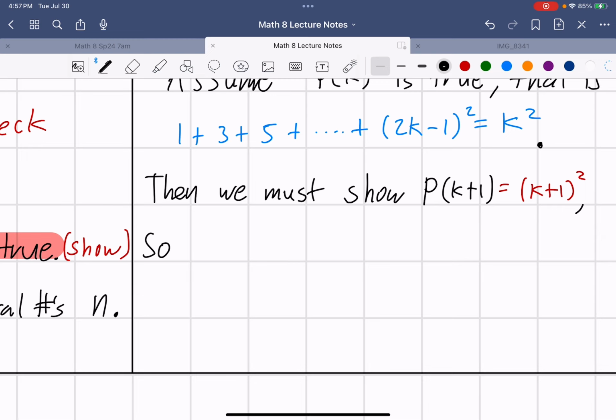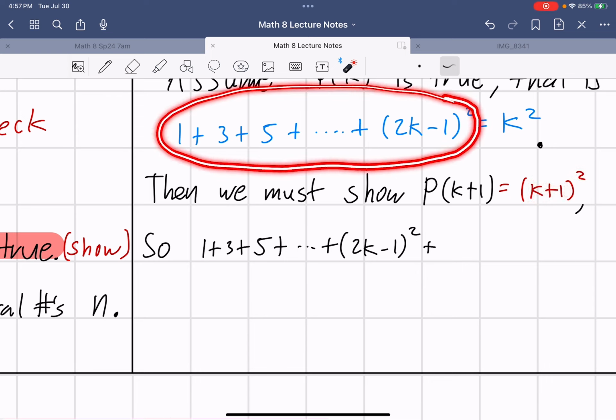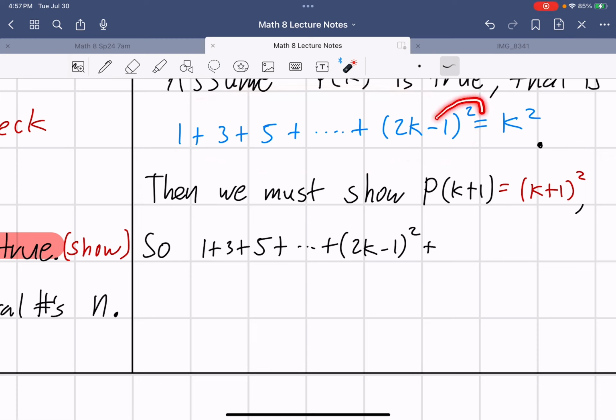So that means I have to take this 1 plus 3 plus 5 plus ... plus k minus 1 squared. And I'm going to include that next one, because I need to show P of k does end up giving me this k plus 1 squared. So I plug in k plus 1 on this left side, right? So I'm showing that the next term is going to work, hence this is working forever. But I have to show that it gives me this. So this is the idea.